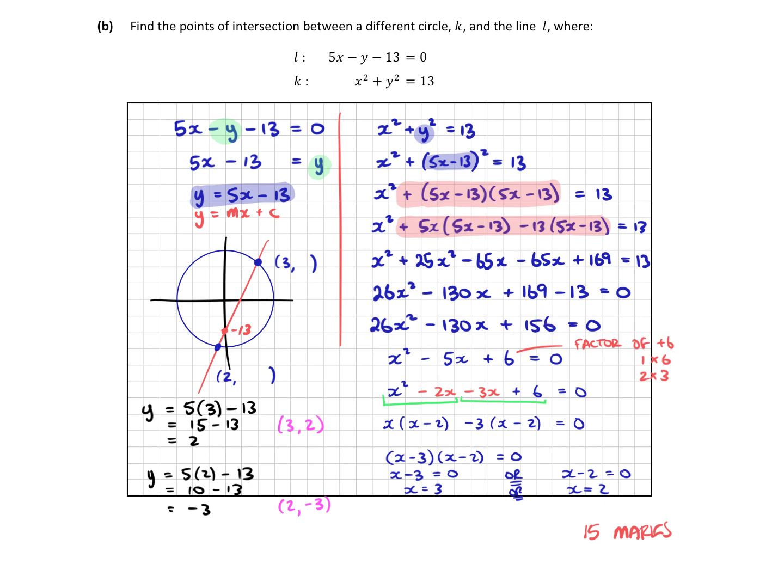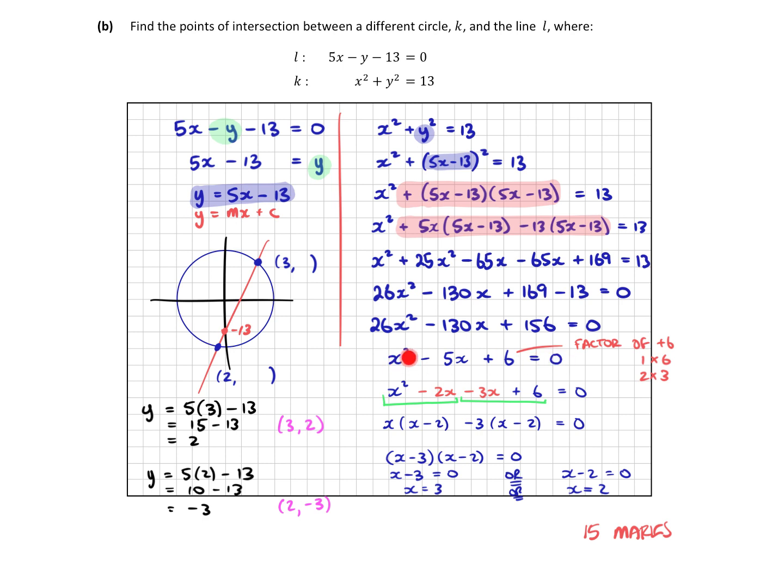And as it happens, when I divided each of these by 26, it divided into this one time. 26 divided into negative 130 negative 5 times. And 26 divided into 156 6 times. So I knew I had x squared minus 5x plus 6 equals 0. I could have factorized this, but it would have been really hard because I would have been using really large numbers. So it was good that I was able to take a common factor out and reduce this down.